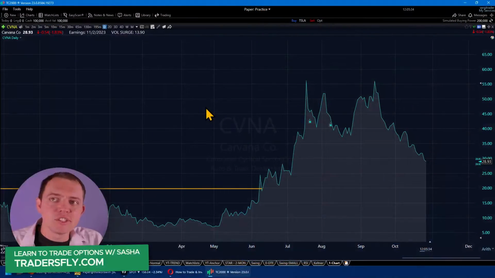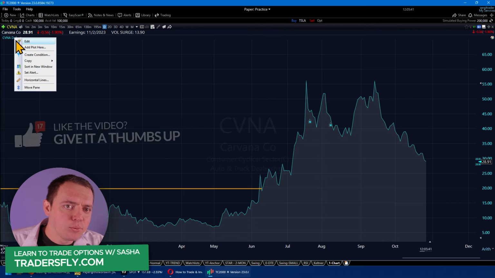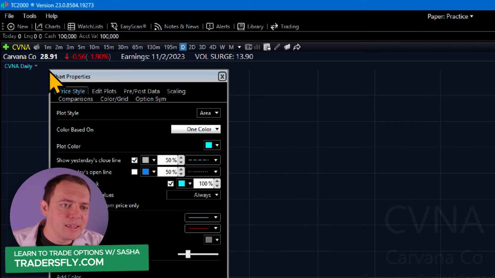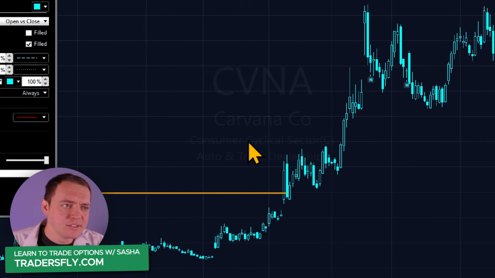So first things first, let's look at a charting platform. It's going to look something like this. Some of them will have just the area chart. And what I'm going to do is I will edit this. And instead of going to an area, I'm going to switch to candlesticks. So we're going to have candlesticks now.